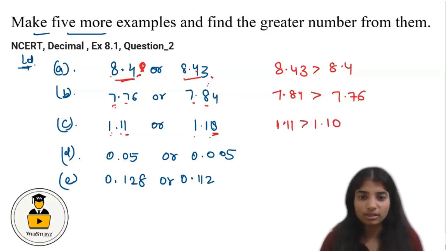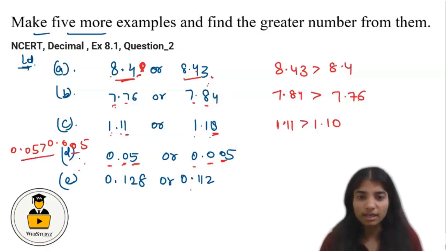Now let's move to part D. We have 0 here and 0 here. Both zeros are equal. Now considering the digits after the point, it's 0 here, and again it is 0 here. So both are equal. Now after that it's 5 here, but it is 0 here. We know that 5 is greater than 0. So we can say that 0.05 is greater than 0.005. So this is the answer to part D of the question.